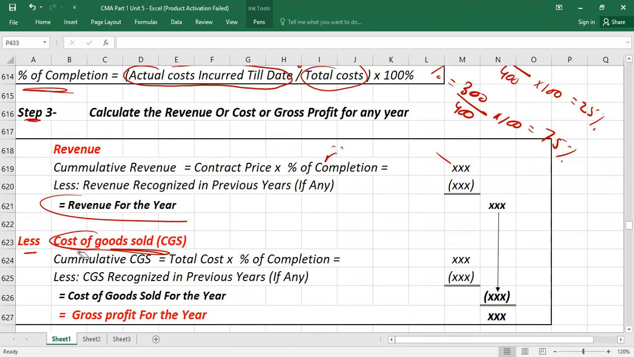Understood? So here, we will follow the same format for the cost of goods sold. First of all, we will take cumulative cost of goods sold. And for cumulative, what will I do? I need which cost?